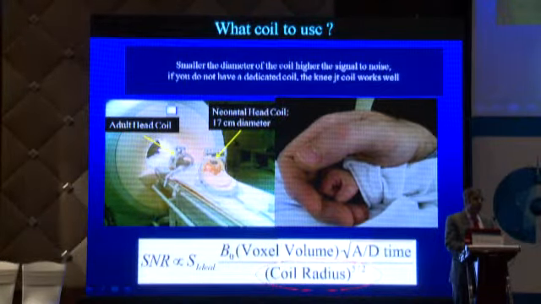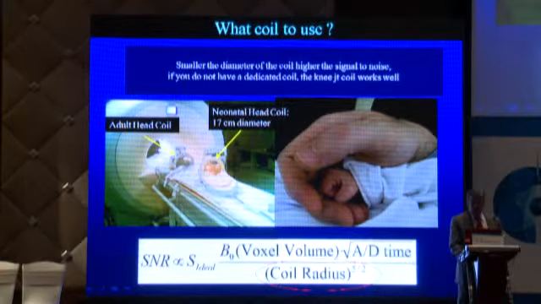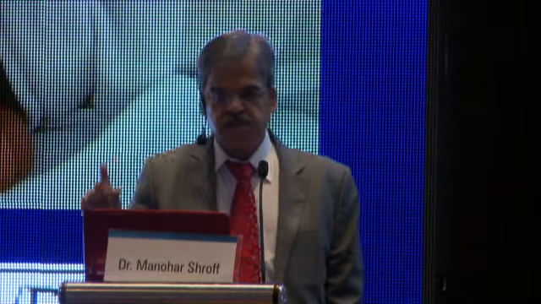And this adult coil is 25 centimeter field of view, so it's much bigger. And mind you, from this formula it tells us the signal to noise ratio is inversely proportional to the coil radius. So the larger your coil radius, the lesser the signal to noise. So you have to use the correct coil size for the baby's head.